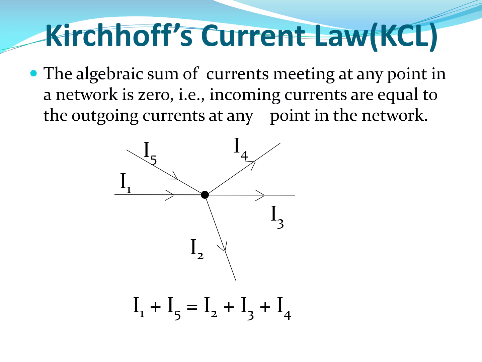So we are considering a part of the network, and this black circle is the junction or node of the network. Two currents are incoming to this node, that is I1 and I5, and three currents are outgoing, I2, I3, I4. So according to KCL, the incoming current, I1 plus I5, is equal to the outgoing current, I2 plus I3 plus I4.